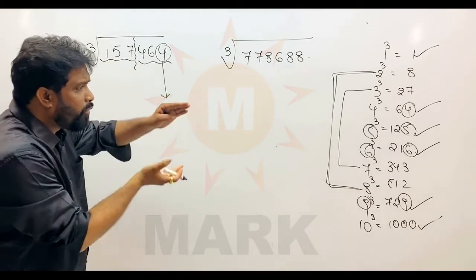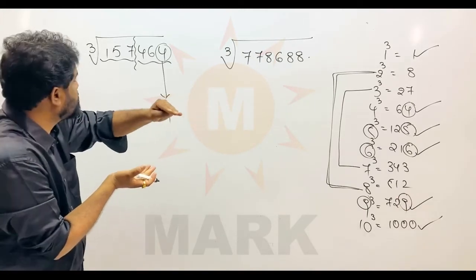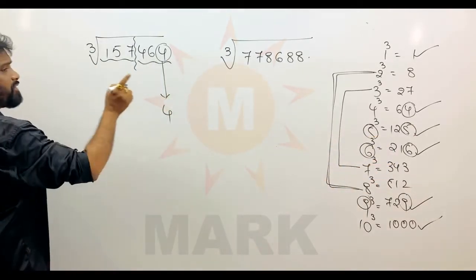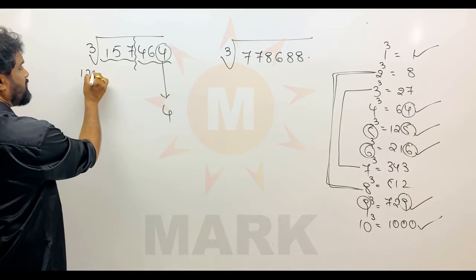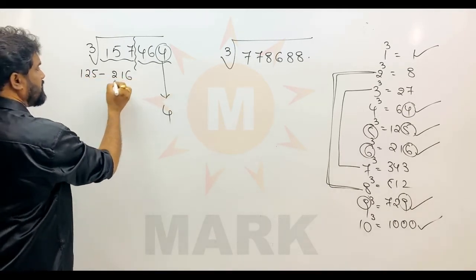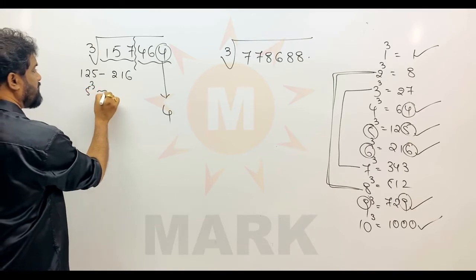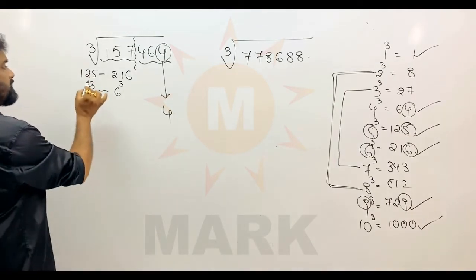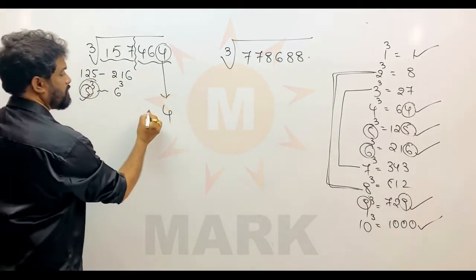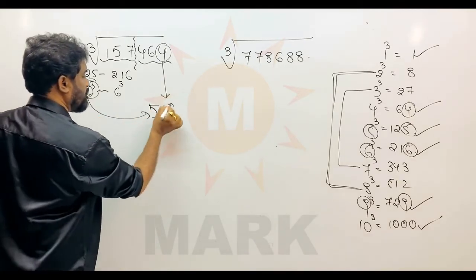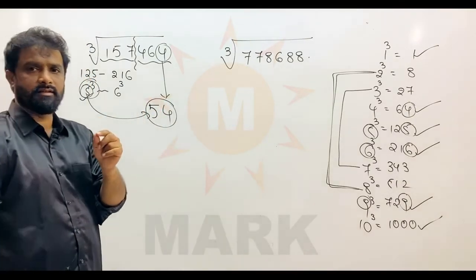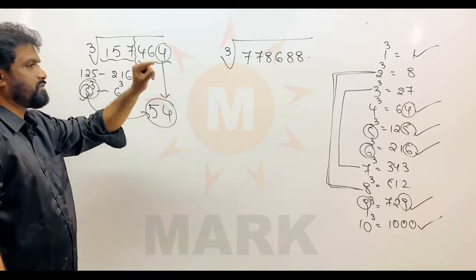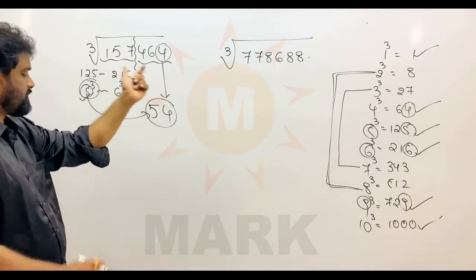157. Friends, what is the range of 157 that you can find there? So I think 157 lies between 125 and 216, right? That means, can I say like this? It lies between 5 cube and 6 cube. So always take the lower margin, 5 cube. So write that lower margin here, this 5. So what is your answer? 54 is the answer. 54 is the cube root of 157464.